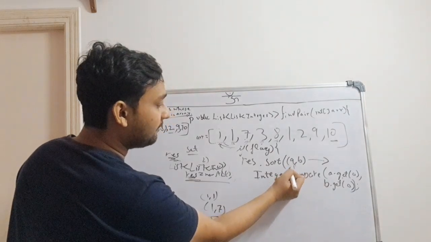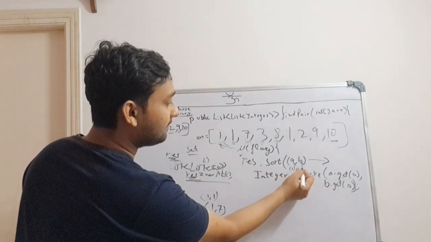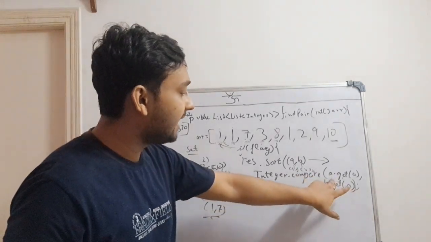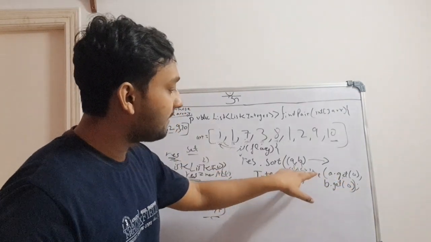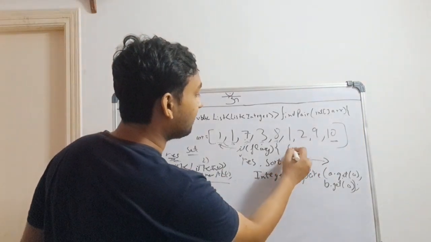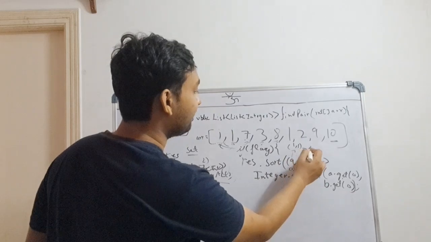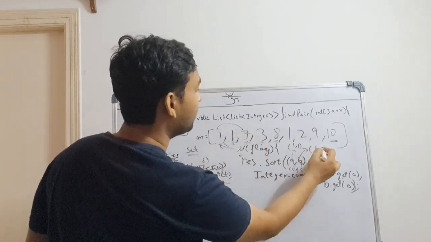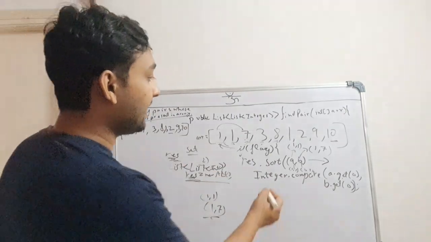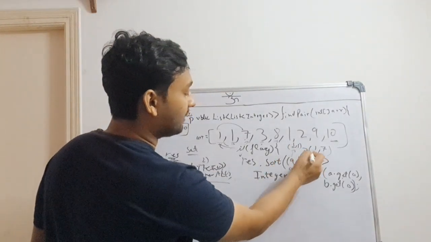Okay, so a will be put as 1 comma 1, b will be put here as 1 comma 7. Here it will check a dot get 0, which means 1 will be compared with 1. I hope you are getting it. A here means 1 comma 1 and b here means the next value 1 comma 7. So a dot get 0 will be compared with b dot get 0. That means 1 will be compared with 1.